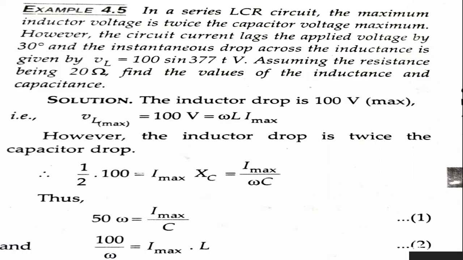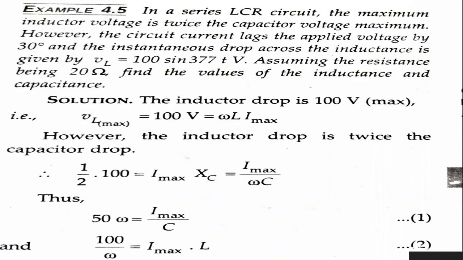So the voltage drop across the inductor is 100 volts, which is the maximum. So VL max is nothing but 100 volts. How can I write VL in terms of the inductor? VL max is equal to omega L I max, that is the formula. What is my VL max? It is given as 100 volts. So in this way you can take the 100 volts.